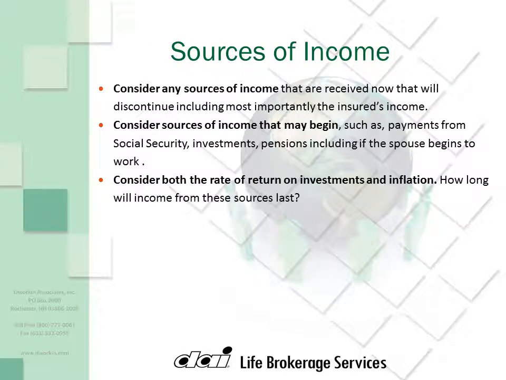Sources of income. Consider any sources of income that are received now that will discontinue, including, most importantly, the insured's income. Consider sources of income that may begin, such as payments from Social Security, investments, pensions, including if the spouse begins to work. Consider both the rate of return on investments and inflation. How long will the income from these sources last?